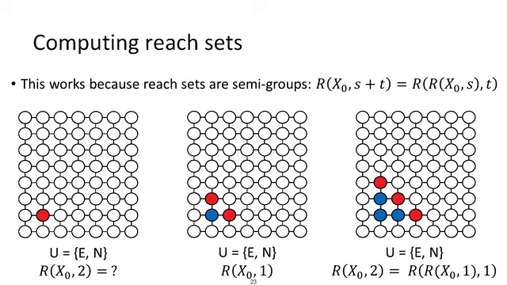Okay, and the reason why this works is because reach sets are semigroups, and semigroups satisfy this equality. So we can not just break it up into single time steps, we can break it up into any 2 times, S and T.